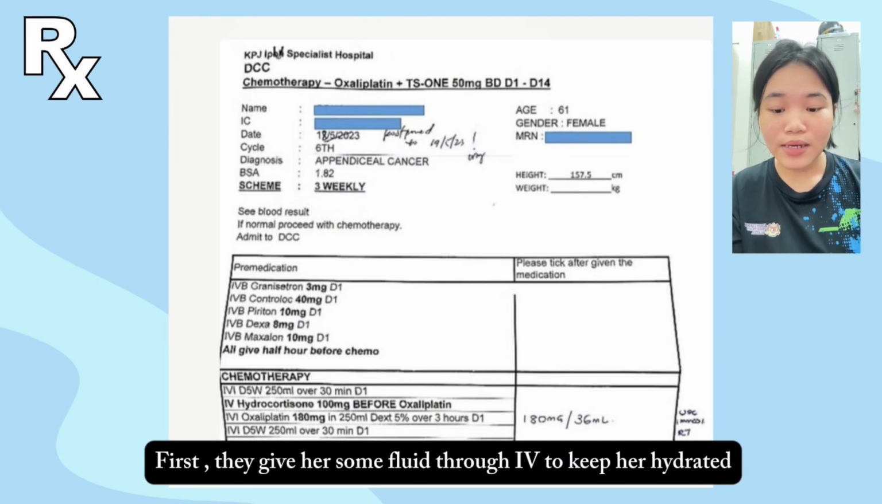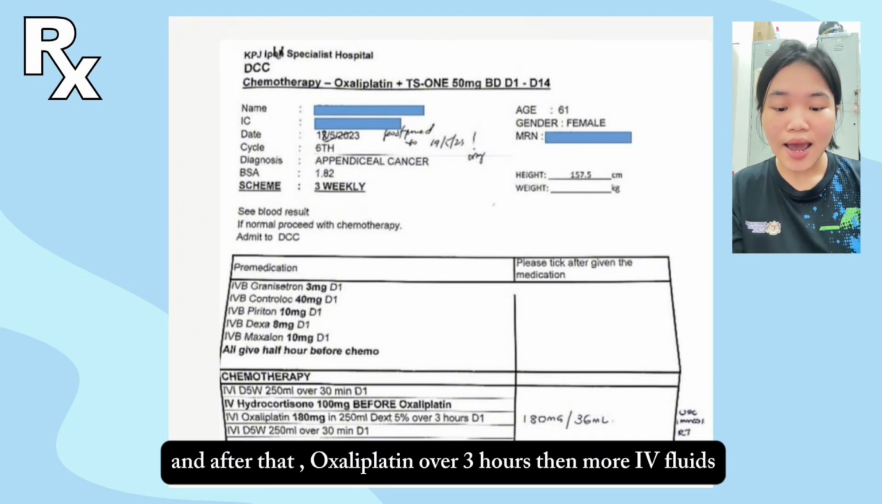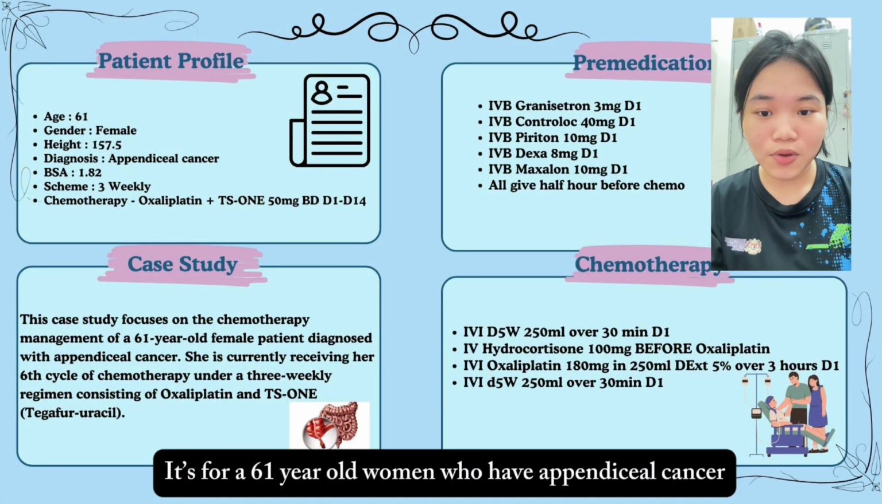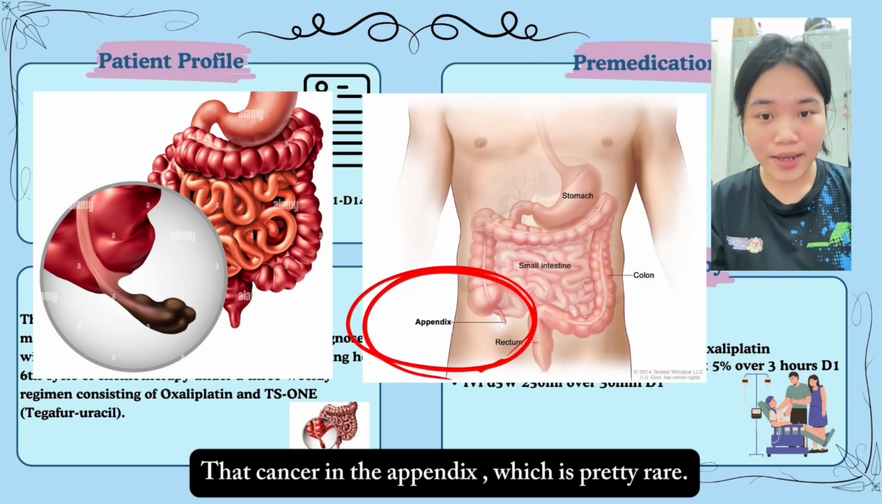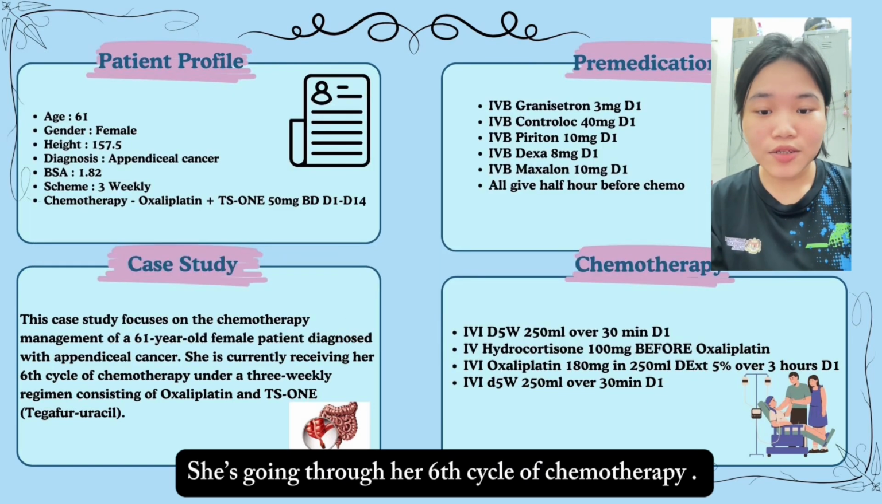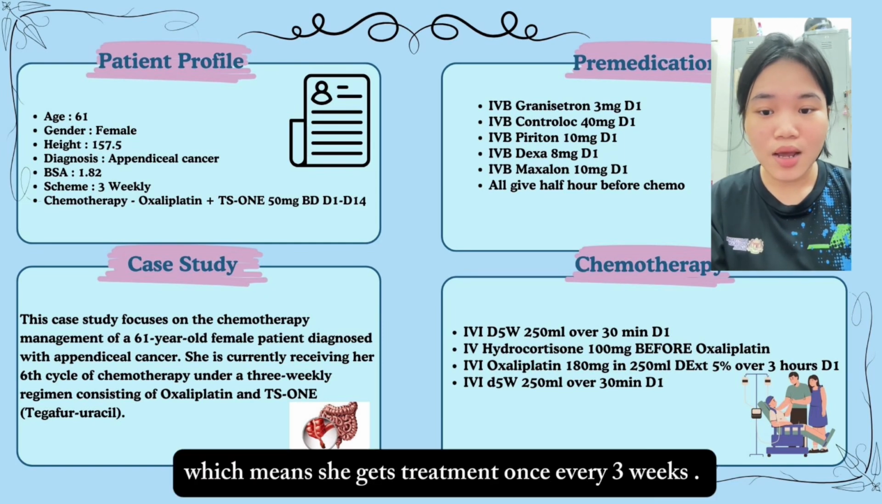First, they give her some fluids through IV to keep her hydrated. Then, she gets hydrocortisone to prevent allergic reaction. And after that, oxaliplatin over 3 hours, then more IV fluids. It's for a 61 years old woman who has appendiceal cancer. That is cancer in the appendix, which is pretty rare. She's going through her 6th cycle of chemotherapy. The plan is called a 3-week regimen, which means she's got treatment every 3 weeks.